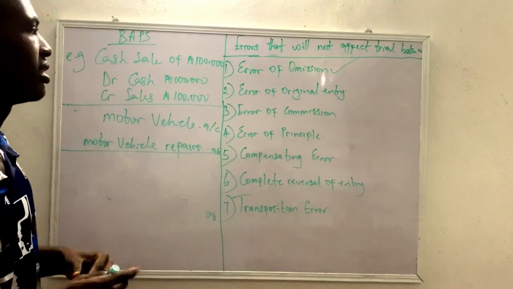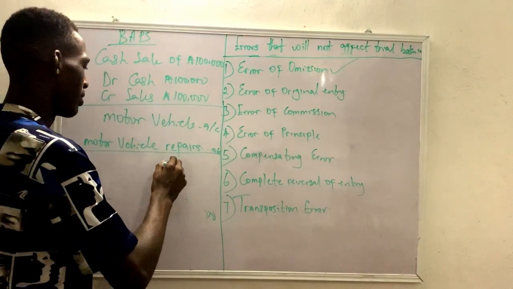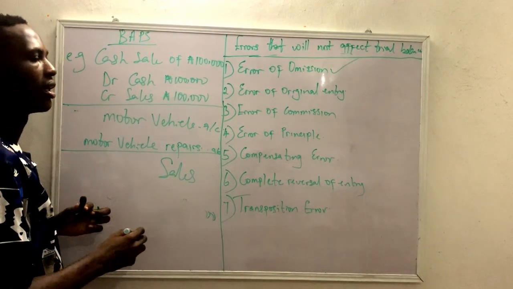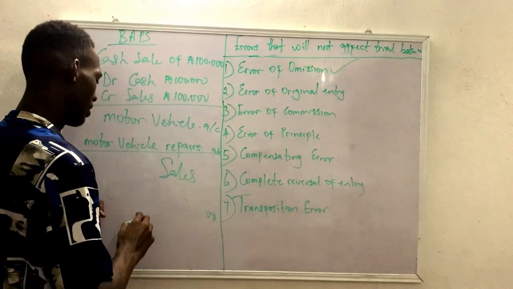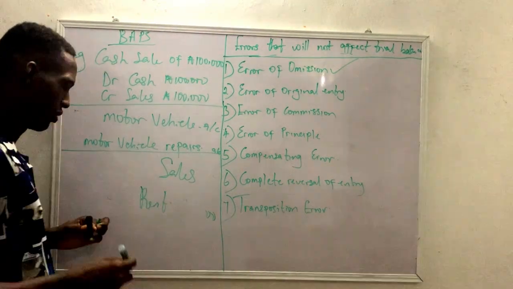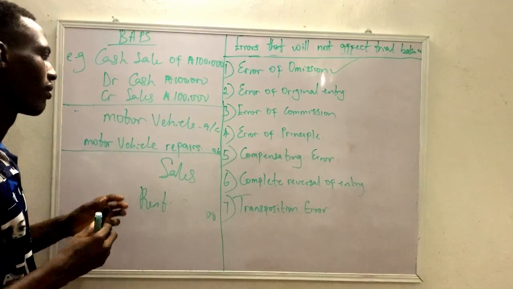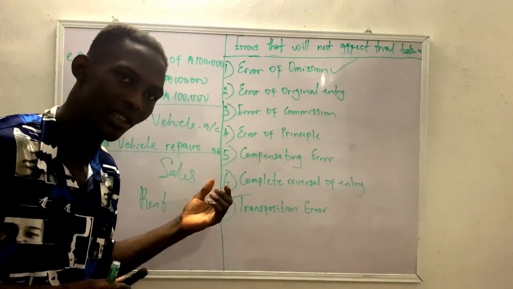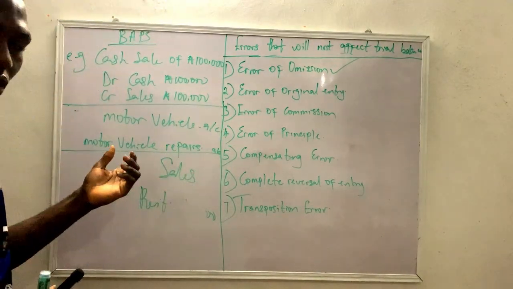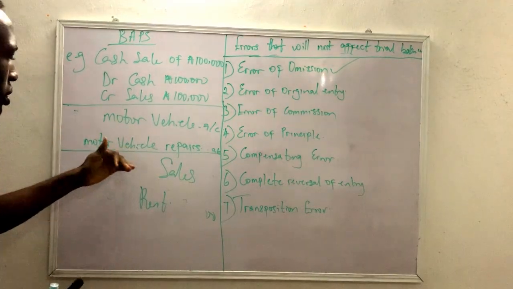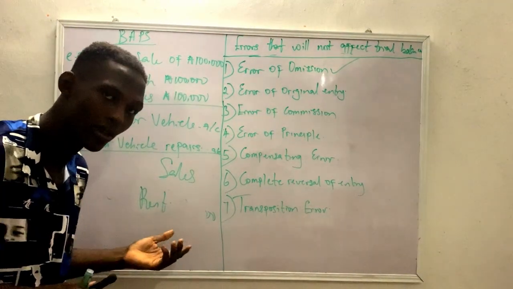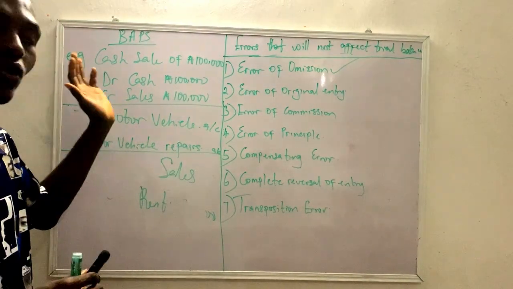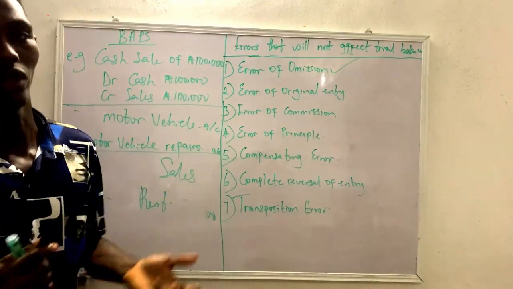For example, let's say sales and let's say rent. We can also say it is a type of error whereby the amount is either overcasted or undercasted by the same amount. You understand? So both sales and rent could be overcasted by the same amount. Both sales and rent could be undercasted by the same amount. You understand? This one too has no fixed way, depending on whether it is an overcast or an undercast.